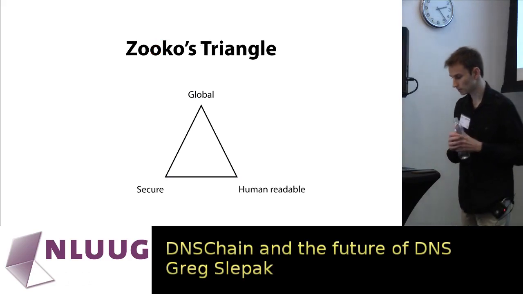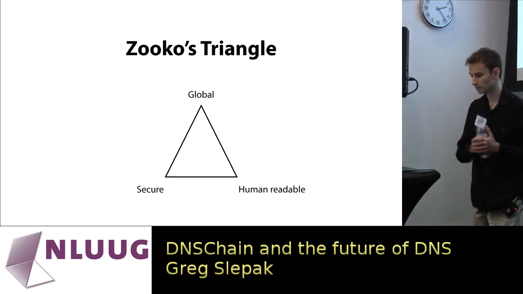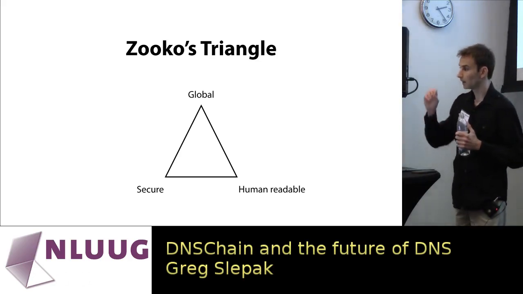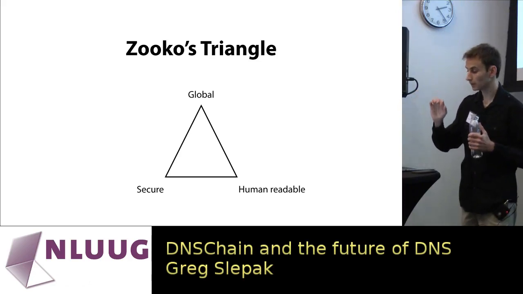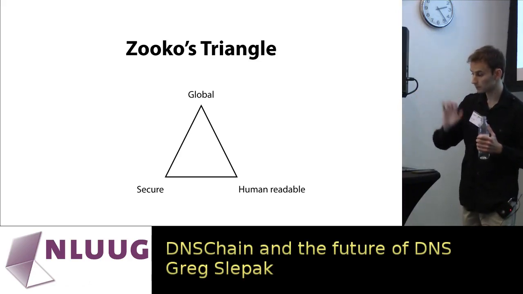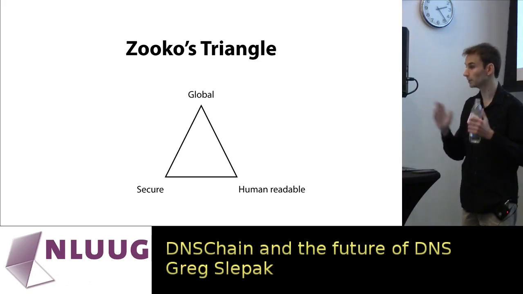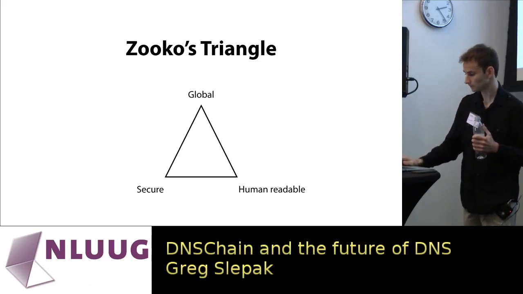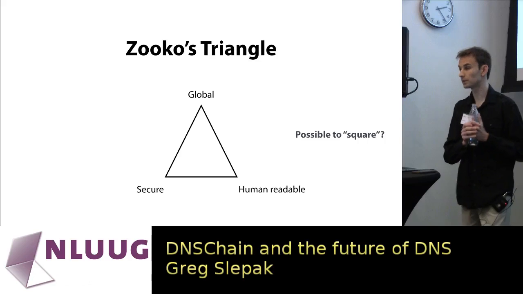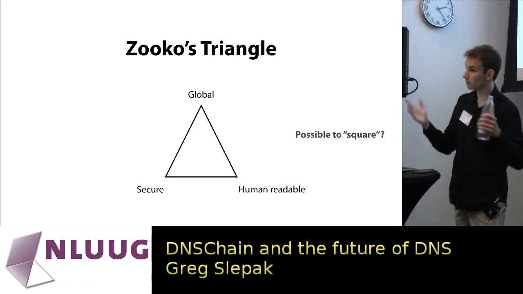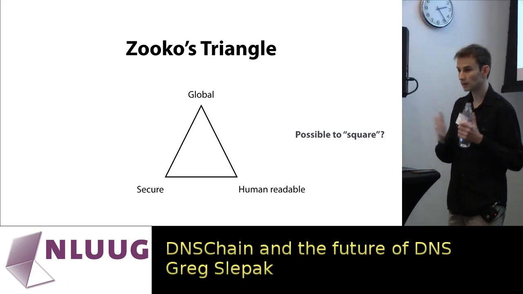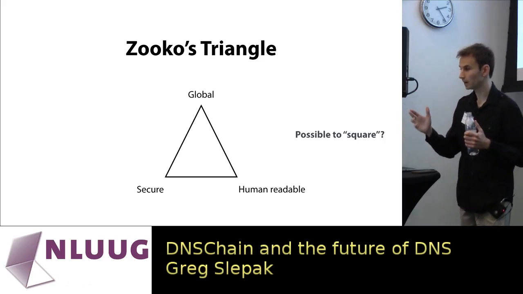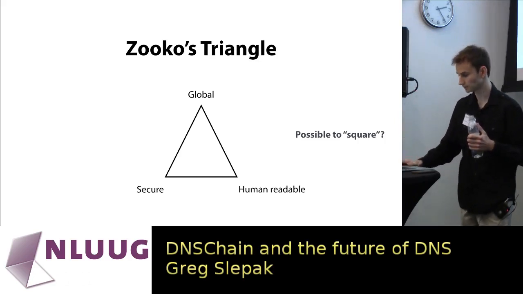Zooko's triangle was a very neat assertion made by Zooko Wilcox, saying that you can have at most 2 of 3 desirable properties. A naming system can be global and secure, global and human readable, secure and human readable, but not all 3. And the DCS triangle is, I think, related to this. Aaron Swartz published a blog post called Squaring Zooko's Triangle, asserting that it was possible to square this triangle, and that the blockchain could be used to do this. Namecoin wasn't released at that point; it was released 3 months after the blog post.